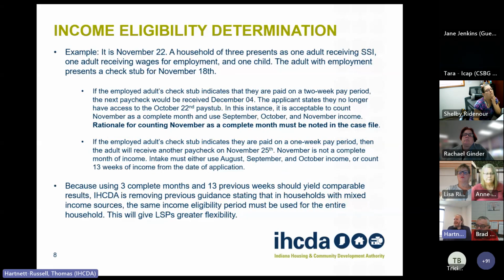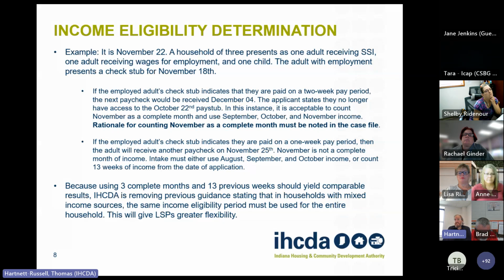So what does that all mean? Here's an example. Suppose it's November 22nd. A household of 3 presents as 1 adult receiving SSI, 1 adult receiving wages for employment, and 1 child. The adult with employment presents a check stub for November 18th. Now, if the employed adult's check stub indicates that they are paid on a 2-week pay period, and you know they are paid on the 18th, you can then determine that the next paycheck would be received on December 4th. The applicant states they no longer have access to the October 22nd pay stub.